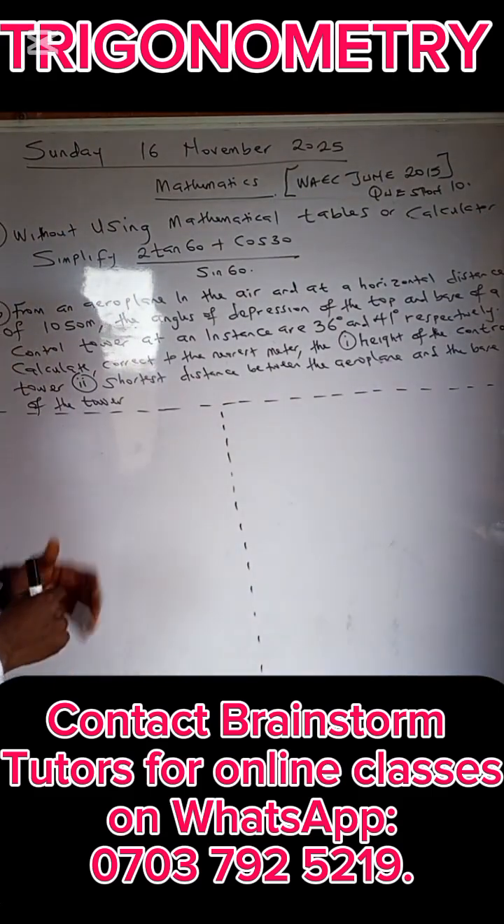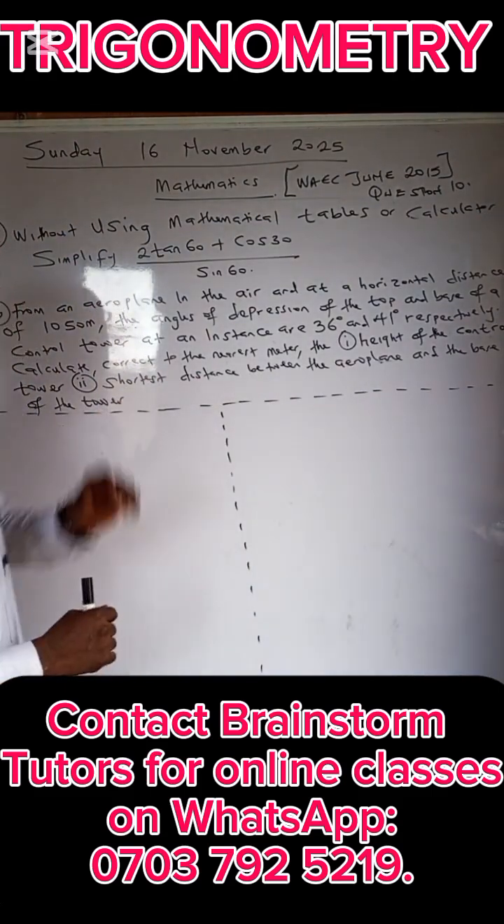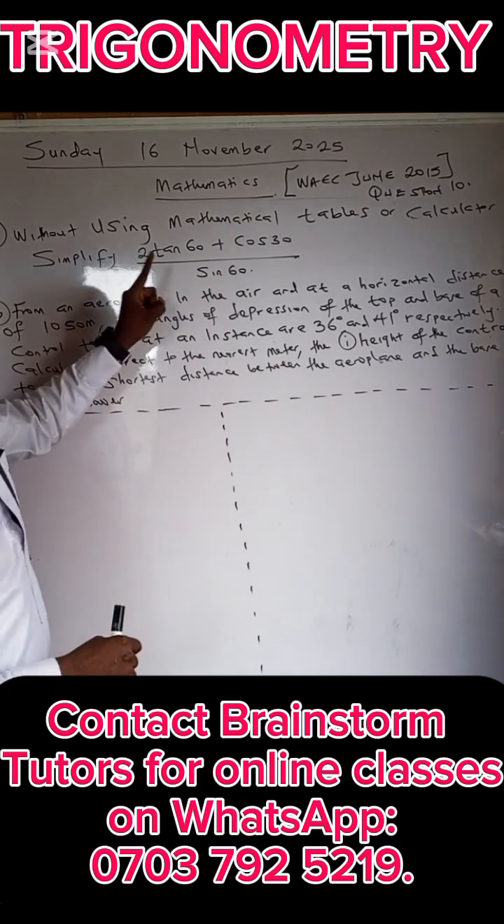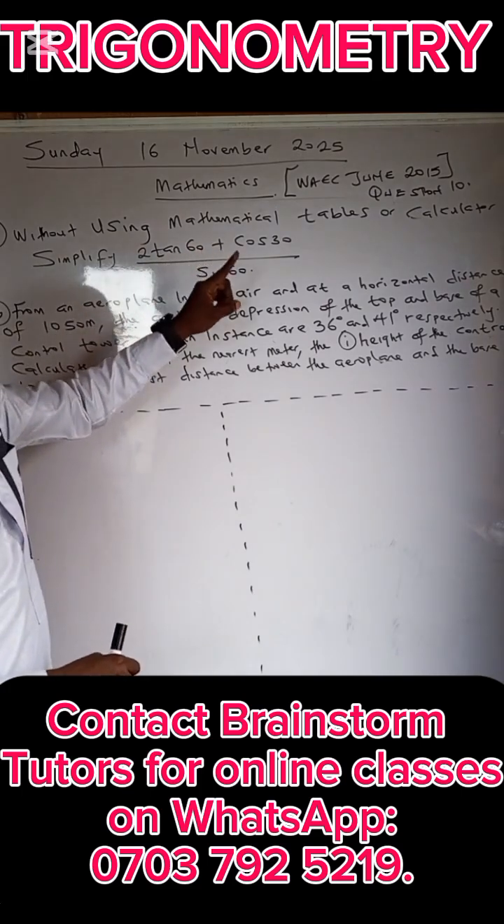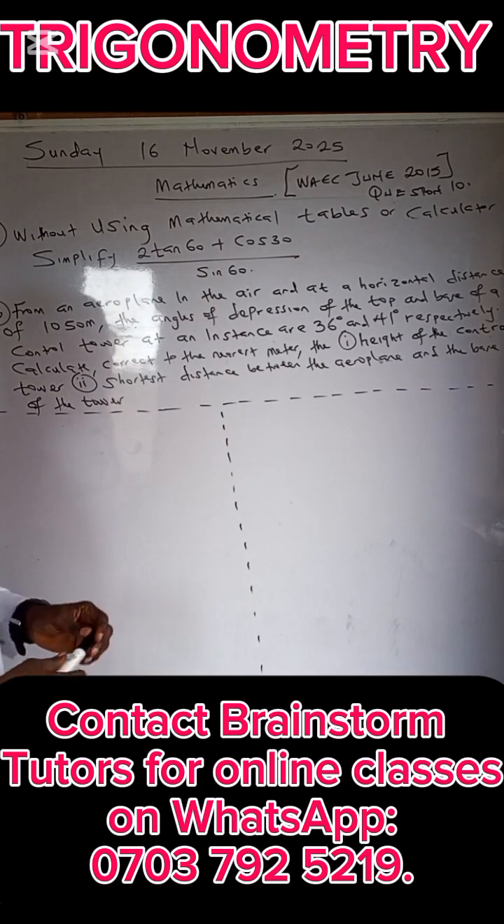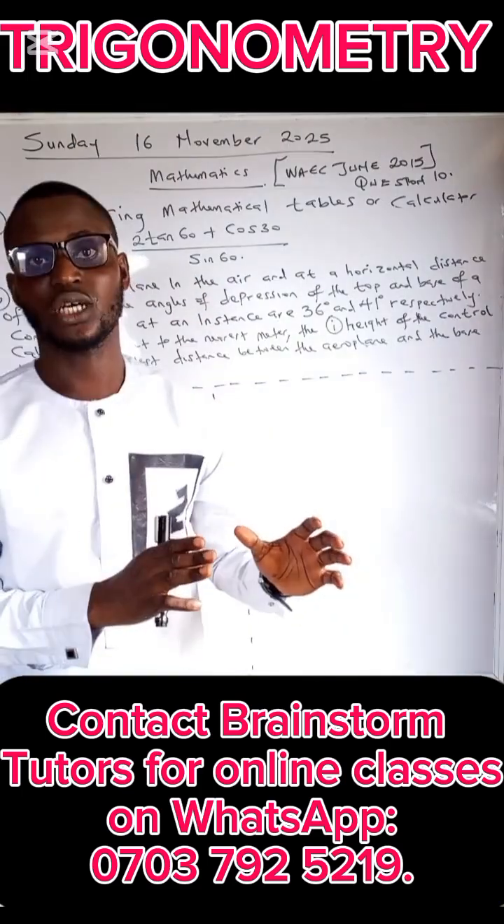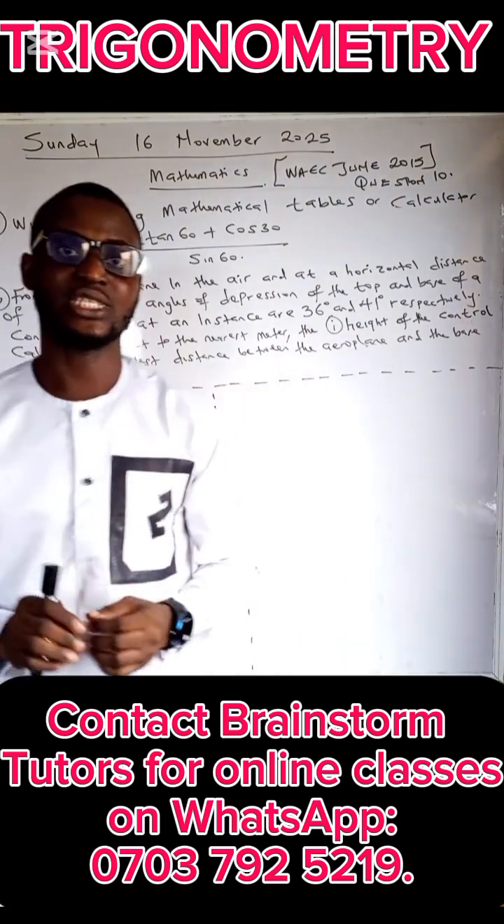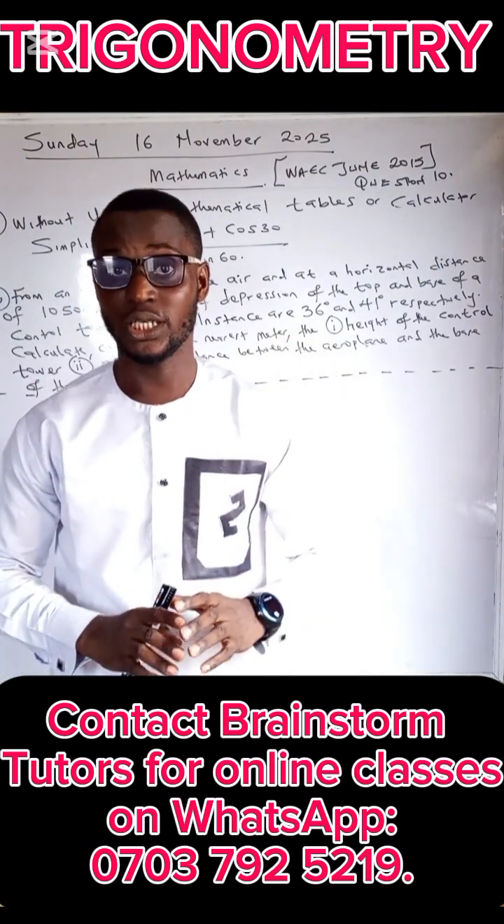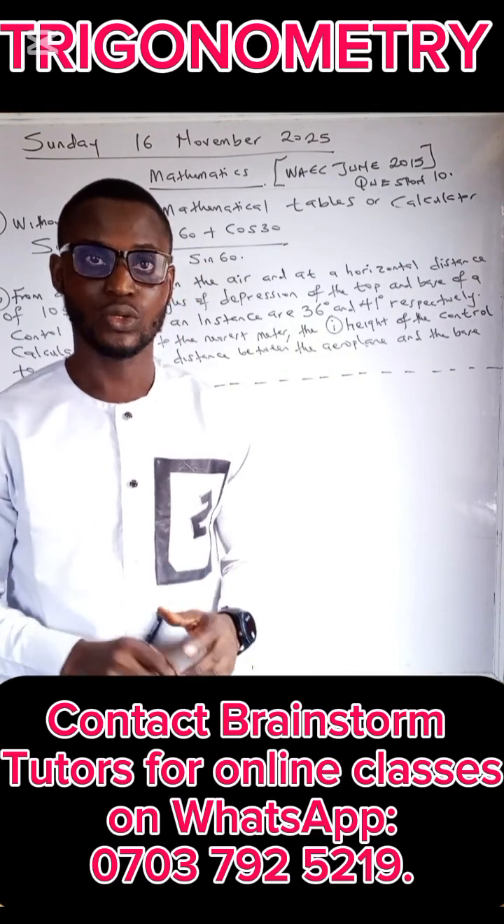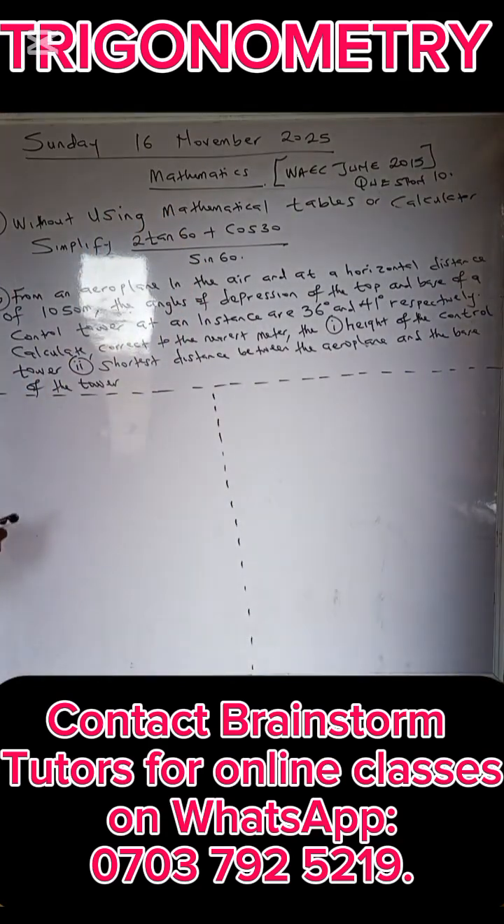They said, without using mathematical tables or calculator, simplify 2 tan 60 plus cos 30 over sin 60. It's very simple. Whenever you come across special angles, they are angles that you can obtain without using tables or calculator. Now, to find the value of 60 and 30, we use what we call an equilateral triangle.